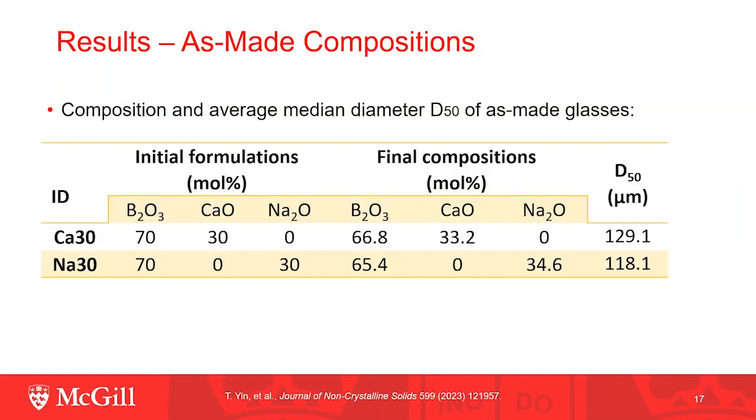These are estimated compositions. One calcium borate, calcium 30, and one sodium borate, sodium 30, were produced by the melt quenching method. The precise final composition was determined by ICP. The difference between initial formulation and the final composition is attributed to the evaporation of boron at high boron concentration when the temperature is above 1200 degrees centigrade. We can say both calcium 30 and sodium 30 have the same initial modifier content, similar final modifier content, and similar particle size.